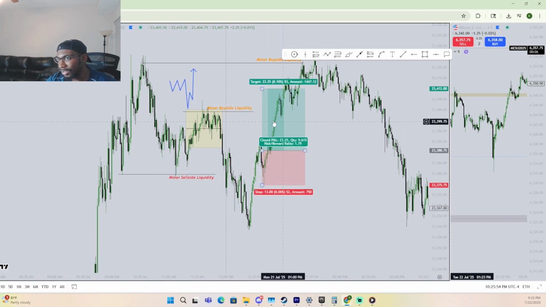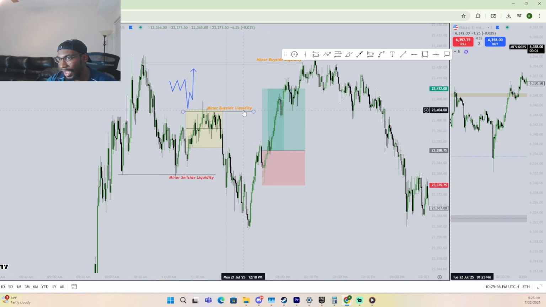And I think a lot of people don't talk about how you can get in and out of the market at internal liquidity. Yes, I said that right. Internal, not external, internal.